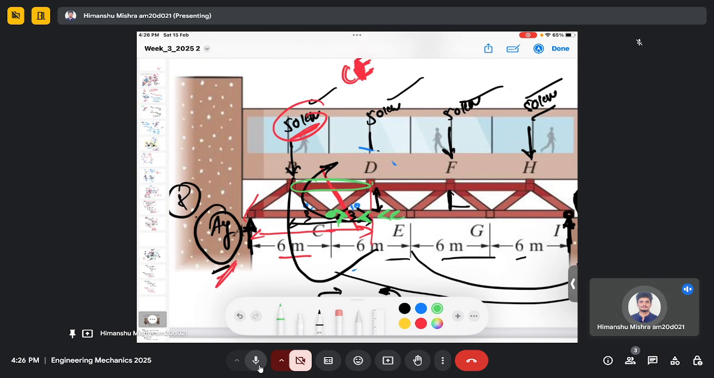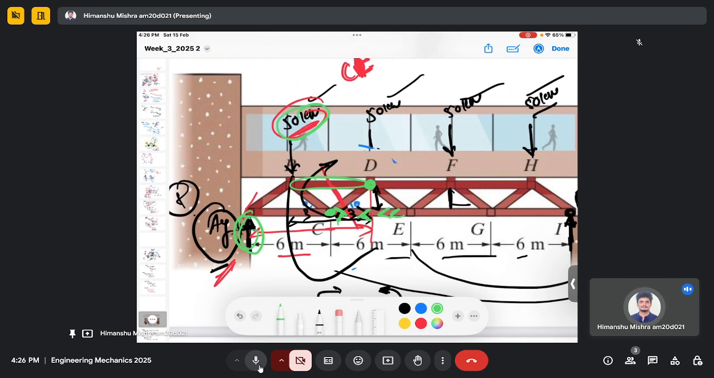So even if I take the moment along point D, I am only considering the forces on the left hand side, which are AY, 50 and this. You can choose any point to take the moment. You can even choose point G, H, and F, but you have to consider only the forces on the left hand side. I am choosing point D so that I can ignore the force in BD and CD. So the only forces I need to consider are CE, AY and 50 kilonewton.